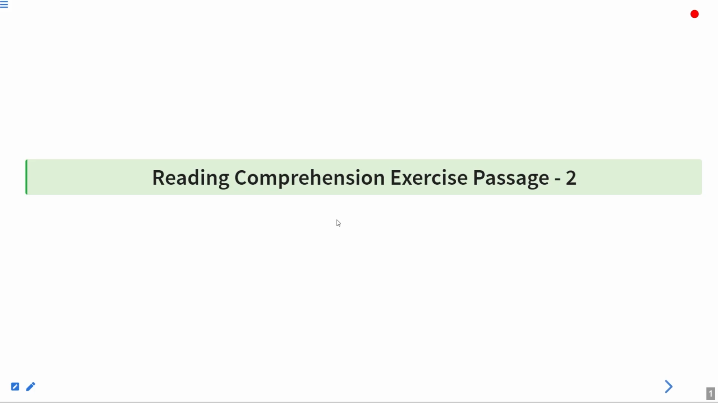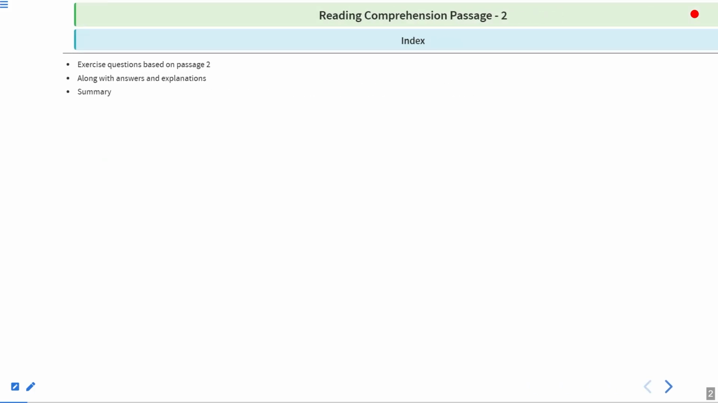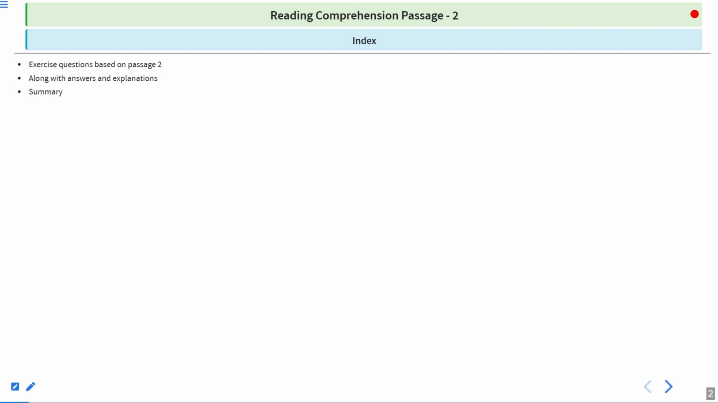Hello everyone, in today's session we are going to discuss reading comprehension. This is exercise passage 2. Let's begin. First of all, the index: exercise questions based on passage 2 along with answers and explanations and summary as well.